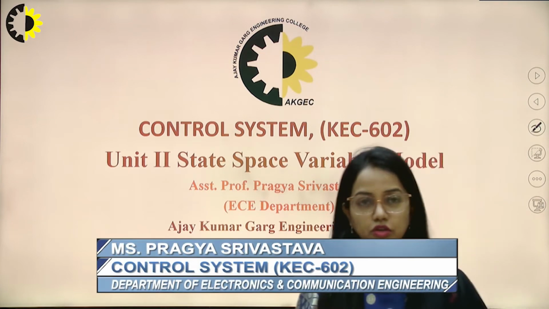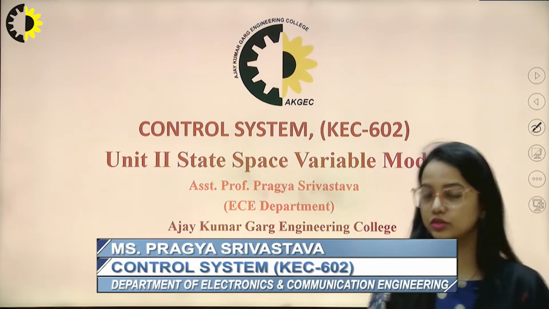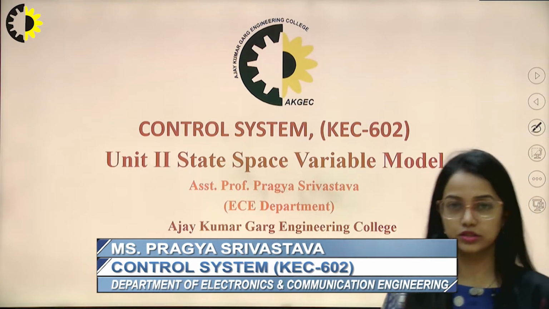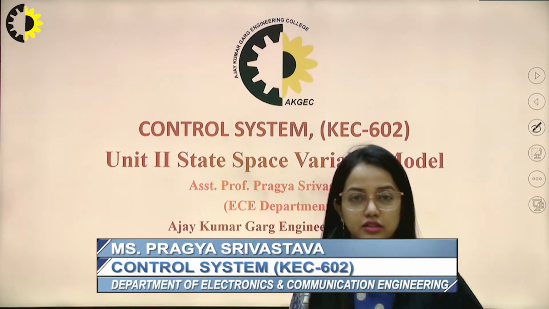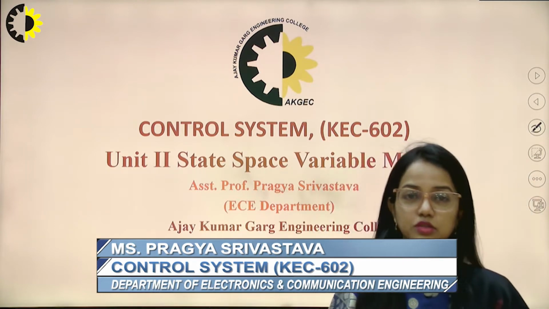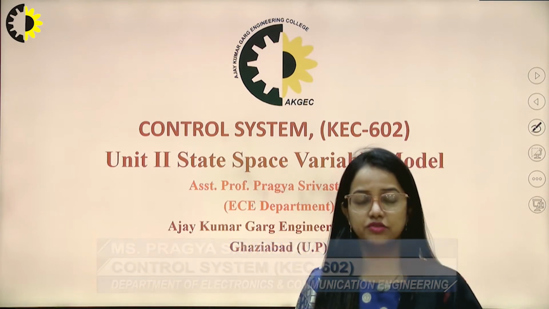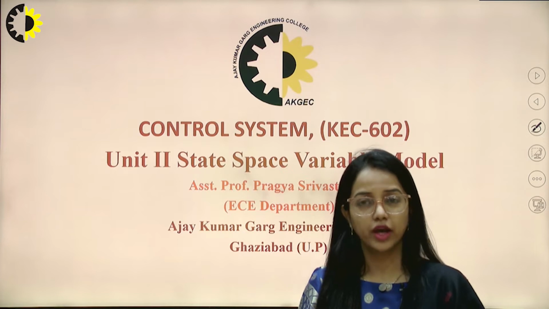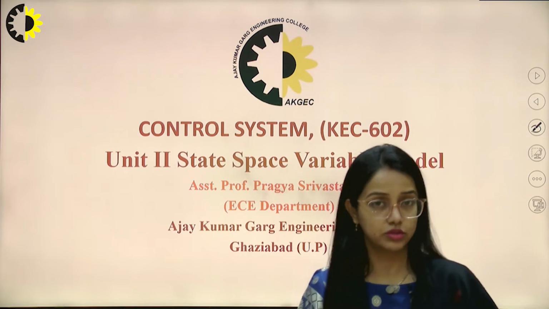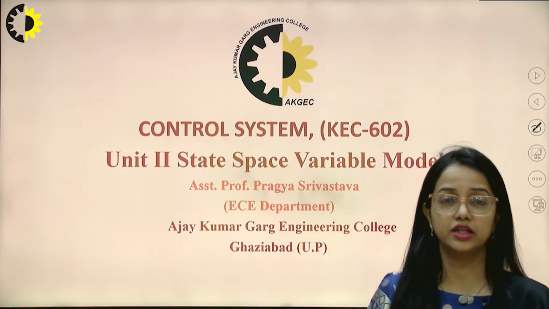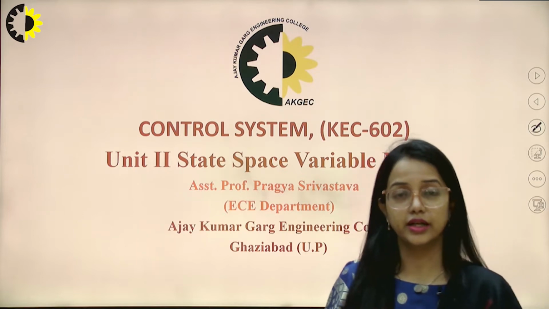I am here to record a lecture on control system. The course code is KEC 602. Presently, we are discussing its unit 2, which is state space variable model. Previously, in this subject, we have done unit 1, where we were studying introduction to control system, and also we have studied transfer function analysis.